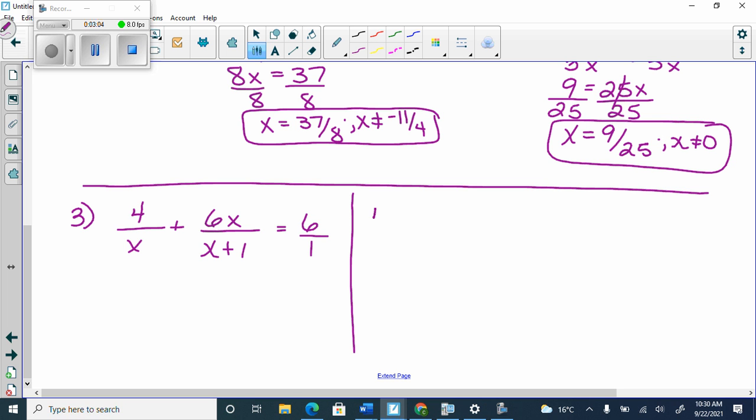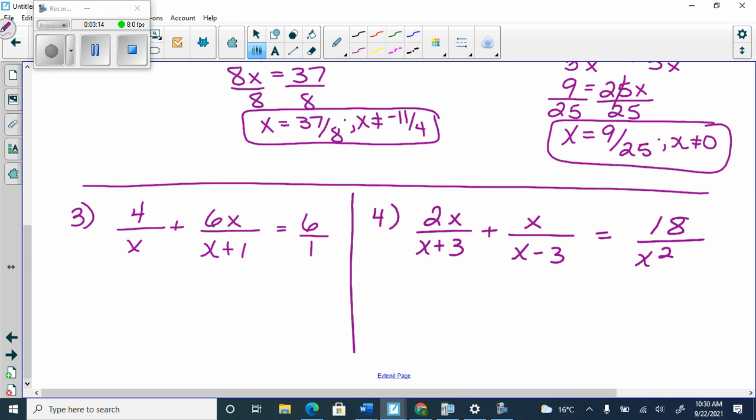And then number 4 is 2x over x plus 3 plus x over x minus 3 equals 18 over x squared minus 9. What do I spot here? The difference of squares, which actually makes this easier. This is going to be an x plus 3, x minus 3. It's already going to have a common denominator. So I'm just going to have to multiply the first one by x minus 3 and the second one by x plus 3. Actually makes it easier. So try out 3 and 4.